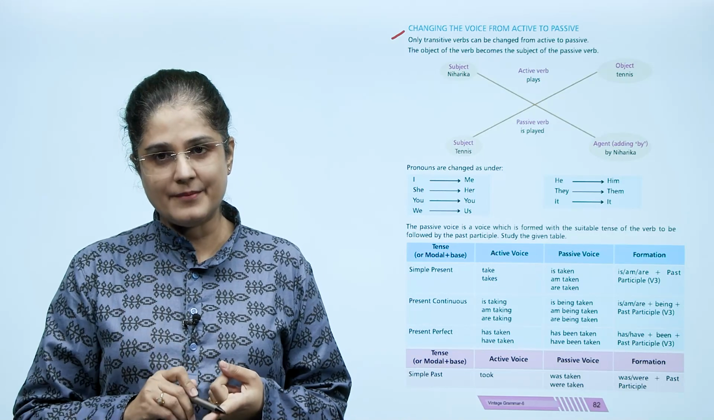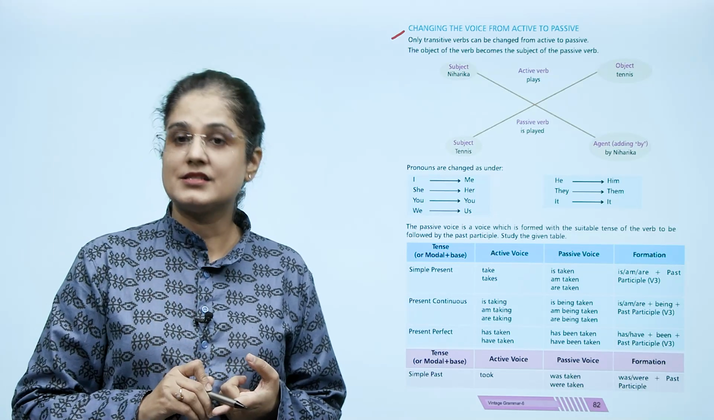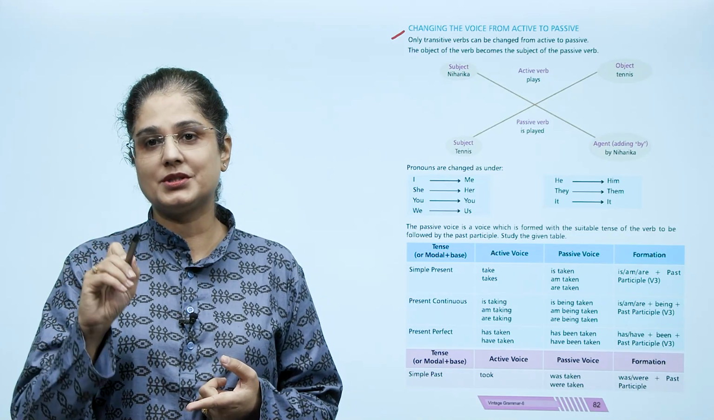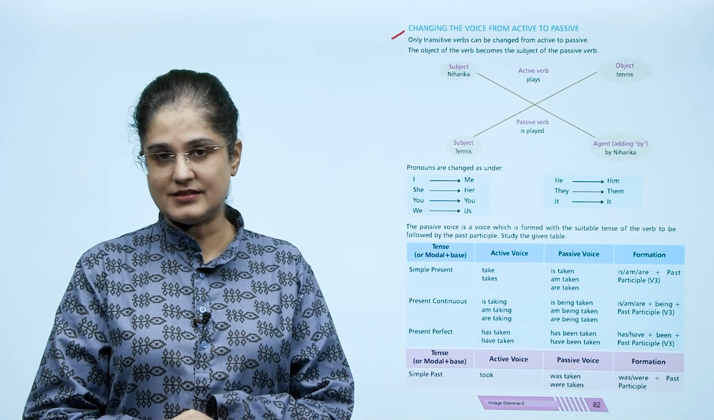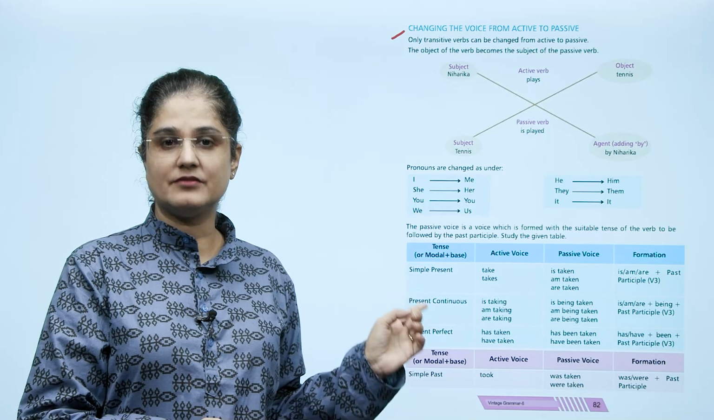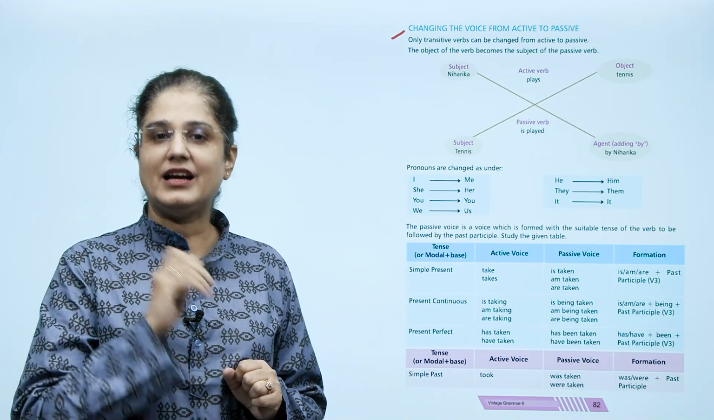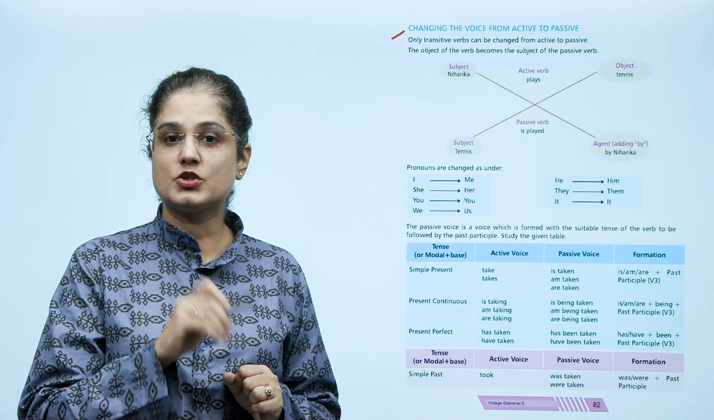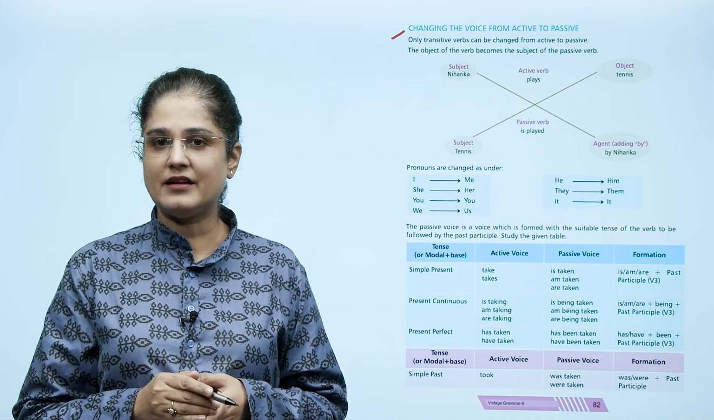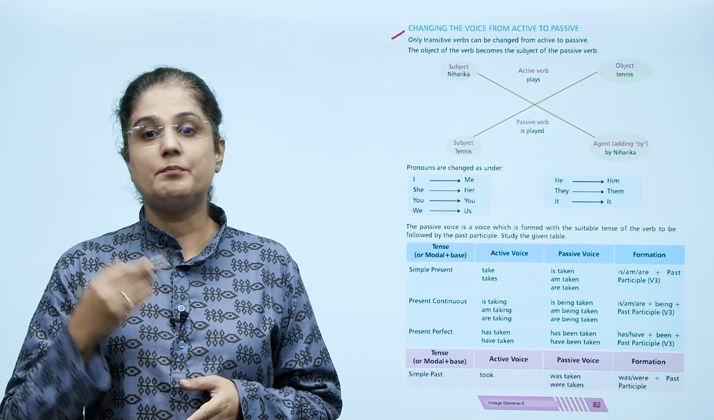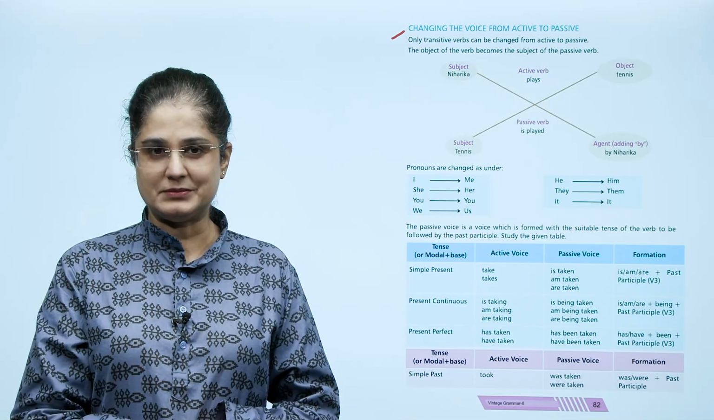Is or am or are is added with being, and that is added to the past participle or the third form of the verb. Similarly, if we look at present perfect tense, has taken in active voice changes to has been taken in the passive voice. Have taken in active voice changes to have been taken in the passive voice. For the formation, we have has or have plus been plus past participle or the third form of the verb.